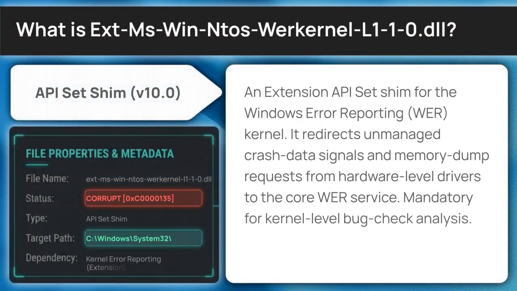This is the WER Kernel, an extension API Set Shim for the Windows Error Reporting WER kernel. It redirects unmanaged crash data signals and memory dump requests from hardware-level drivers to the core WER service, mandatory for kernel-level bug check analysis. Since we've covered what this file is, let's move to the primary fix.